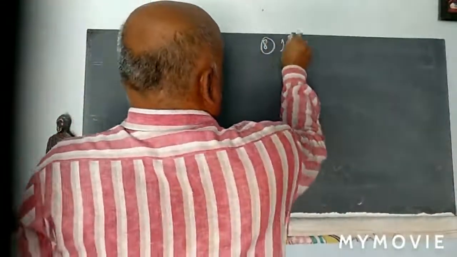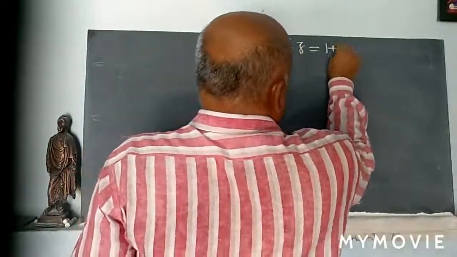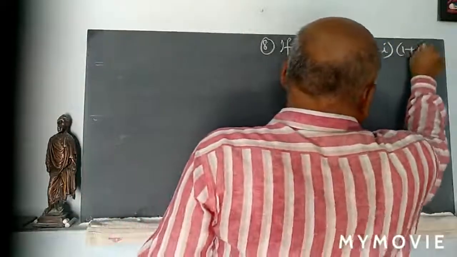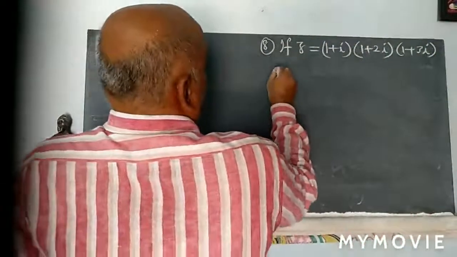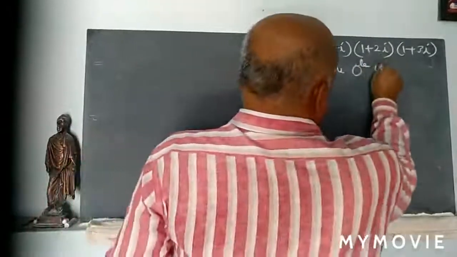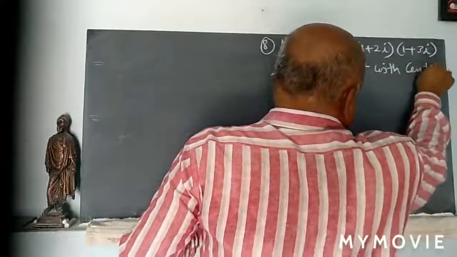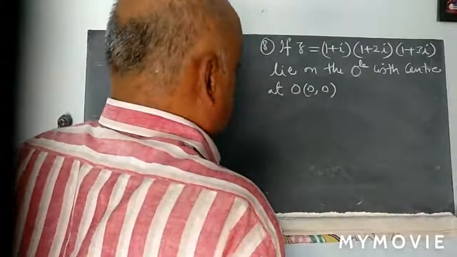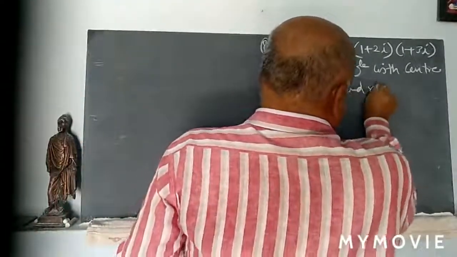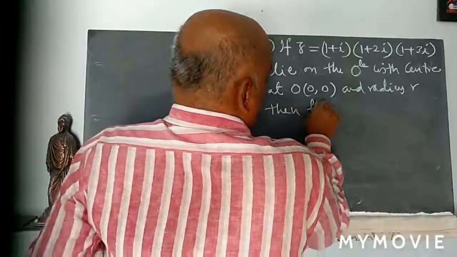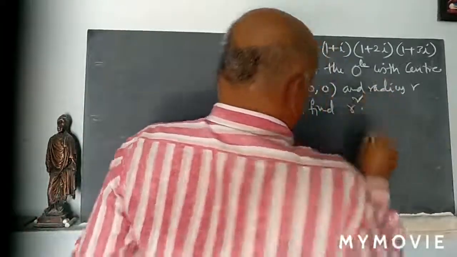Next problem, 8th problem. If z is equal to (1 plus i) into (1 plus 2i) into (1 plus 3i) lies on the circle with center at origin and radius r, then find the value of r square.